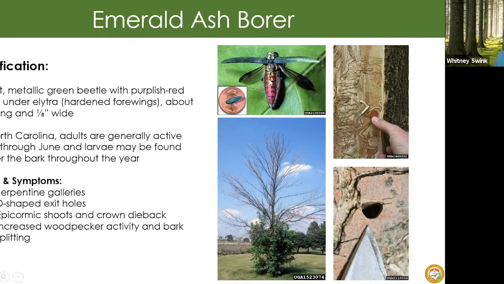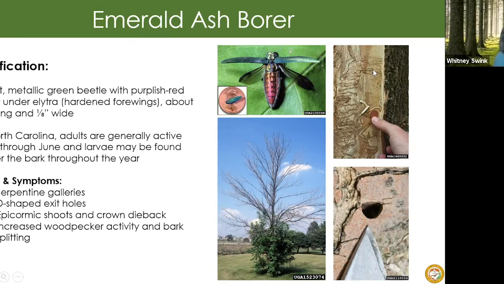But the main thing that you would notice are the signs and symptoms on trees. So this is a classic. You might see crown dieback and all these epicormic shoots appearing along the trunk. The D-shaped exit hole is a very classic symptom. There are other buprestid species that also will have this D-shaped exit hole, but in terms of the ones we're concerned about, Emerald Ash Borer is the real key thing here.